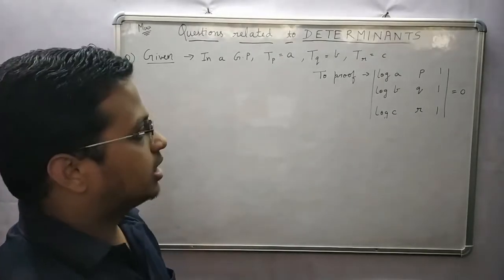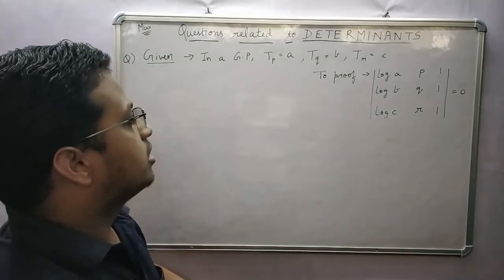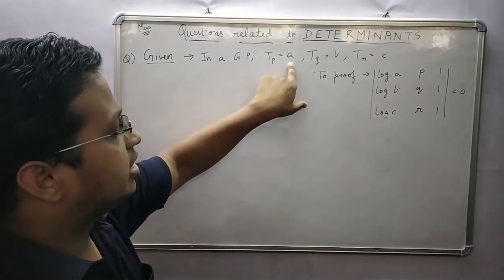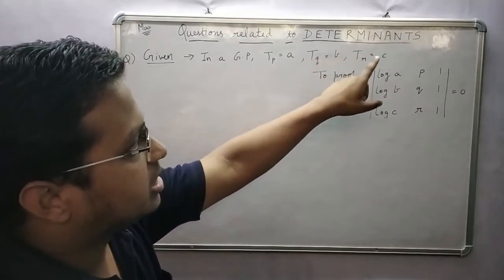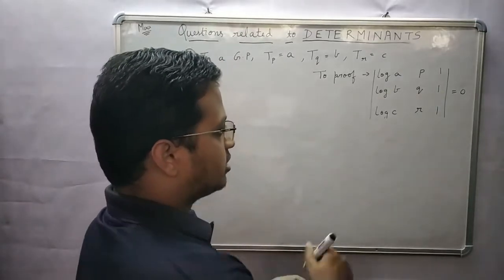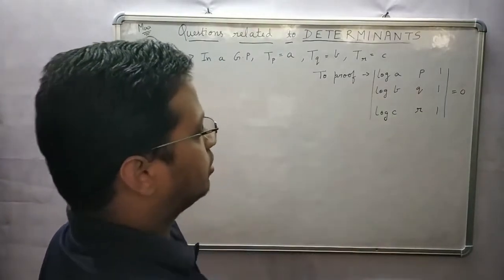Okay, so now let us come to the next question. Here it is given that the pth term of a GP is A, its qth term is B, and rth term is C. And we have to prove that the value of this determinant is 0.